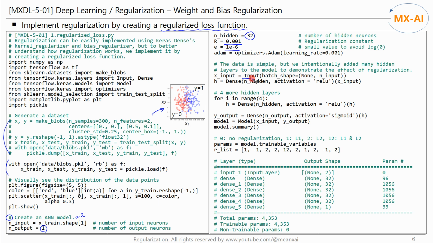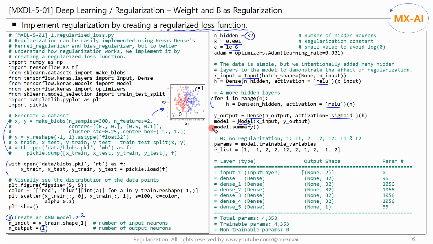Create an input layer, and then create the first hidden layer. Then we create 4 additional hidden layers. The data is simple, but we intentionally added many hidden layers to the model to demonstrate the effect of regularization. The activation function for all hidden layers is set to ReLU. Finally, we create the output layer. Since it is a binary classification model, a sigmoid activation function is used. And we create a model like this.